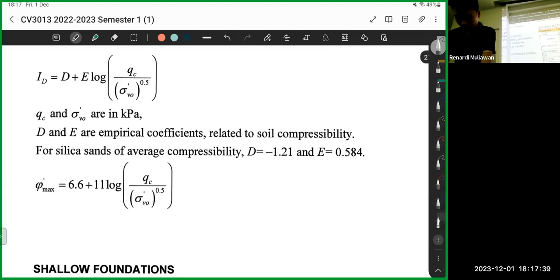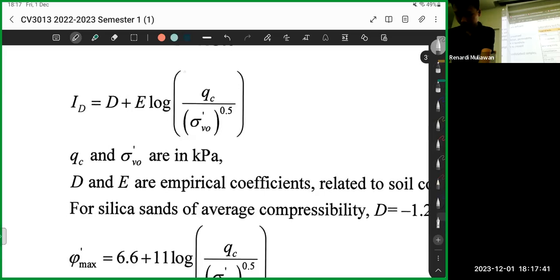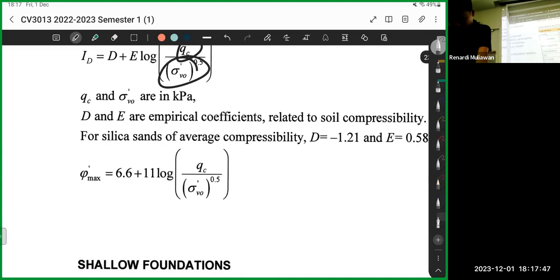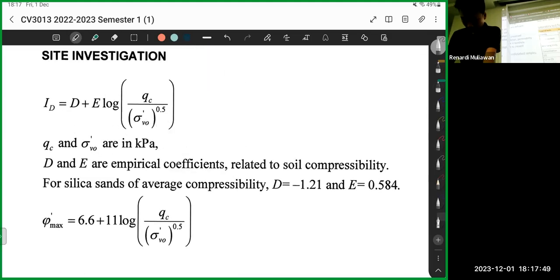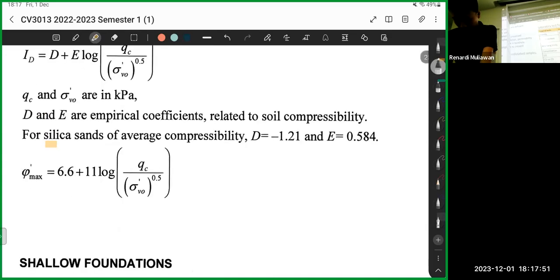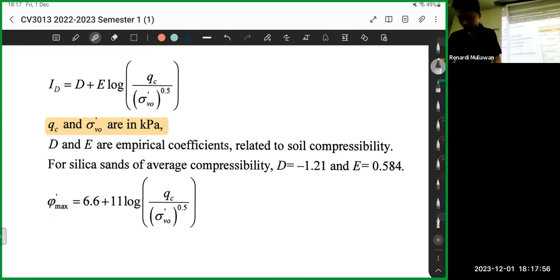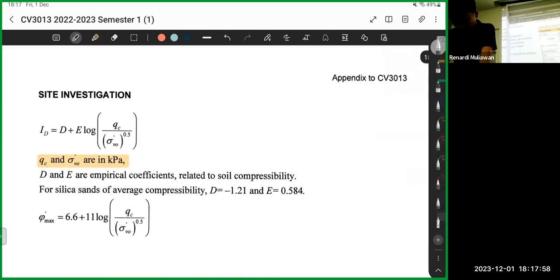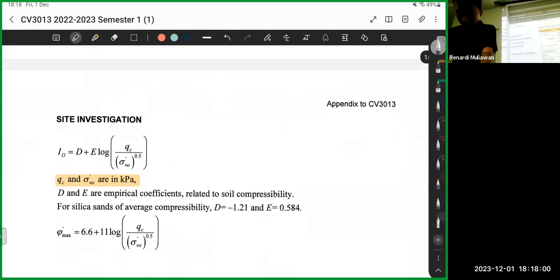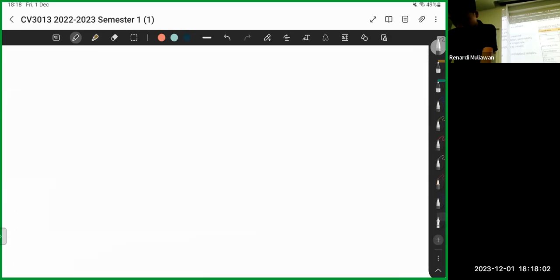So if you notice, there are some symbols. There's QC. There's the sigma prime VO. So QC and sigma VO are in kilopascals, for example. Just take note of these first. Let's go back to the questions.